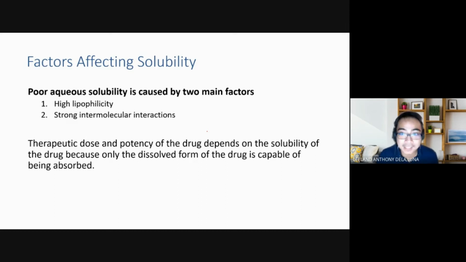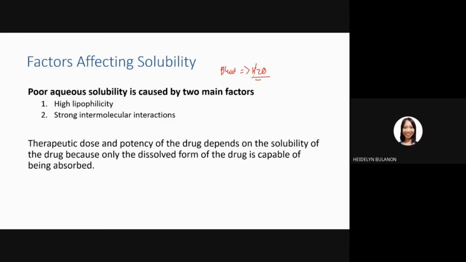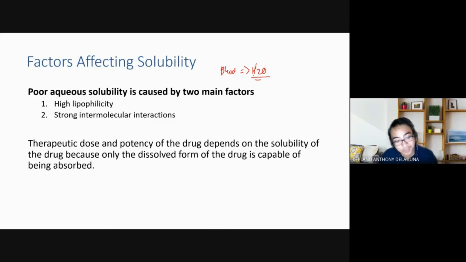Kung highly lipid-soluble naman ang gamot ko, hindi naman siya papasok sa bloodstream ko. Kasi, again, class, blood is mainly composed of... saan ba gawa ang dugo natin? Water po. Yes, it's mainly composed of water. Very good, Miss Canopio. So, sabi natin, di ba, like dissolves like. Ano lang ang mga gamot na pwedeng matunaw sa dugo natin? Water-soluble po. Good. Definitely, class, it's going to be only water-soluble drugs.